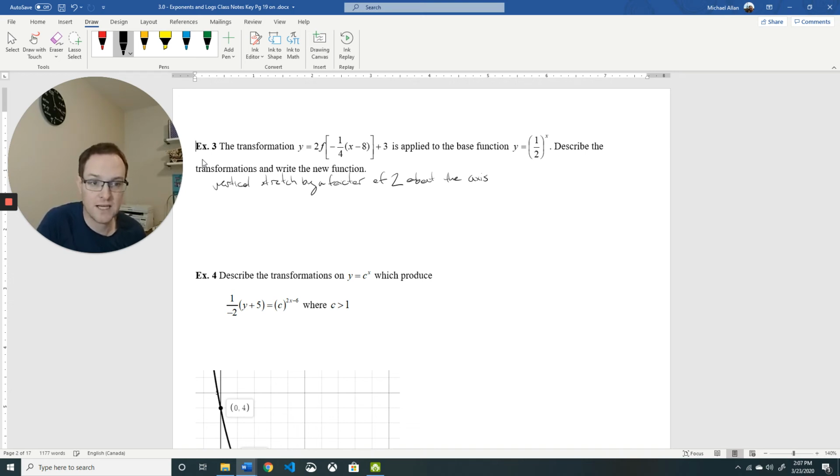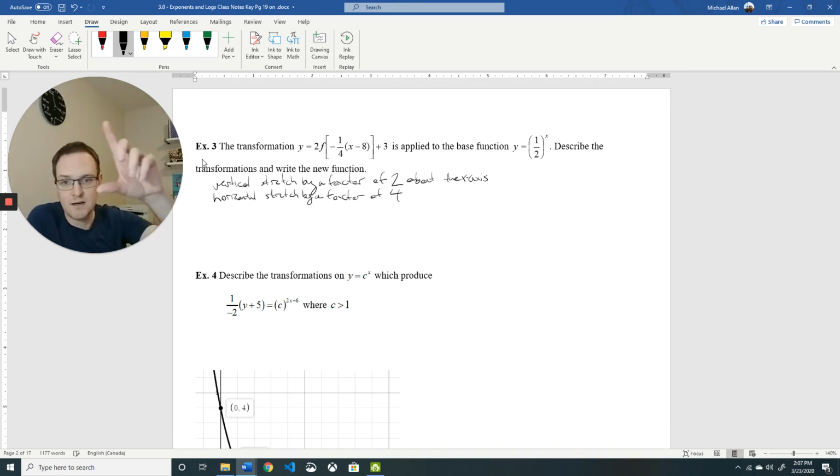There's no reflection this time in the x-axis. Oops, maybe I should write the x-axis there. But we do have a horizontal reflection and a horizontal stretch. So let's write those out. By a factor of 4. So remember that the b value is a quarter. Well, you got to take the reciprocal to get the factor about the y-axis. Sorry about the writing here.